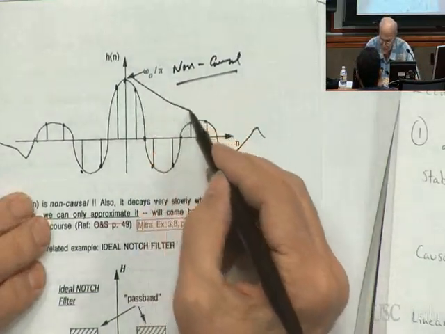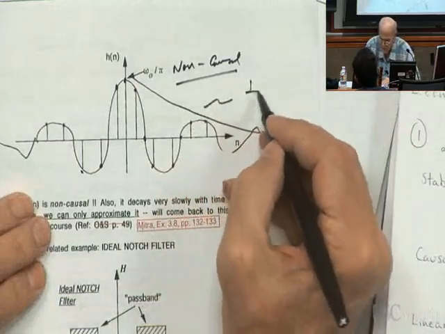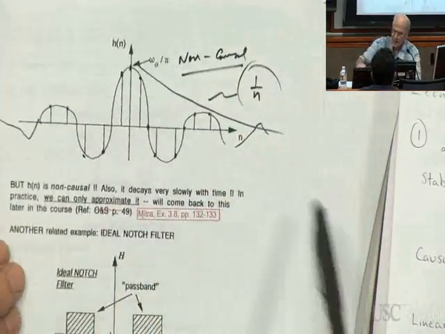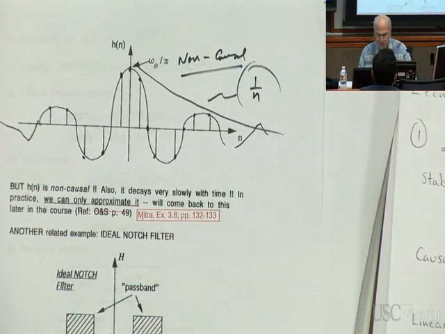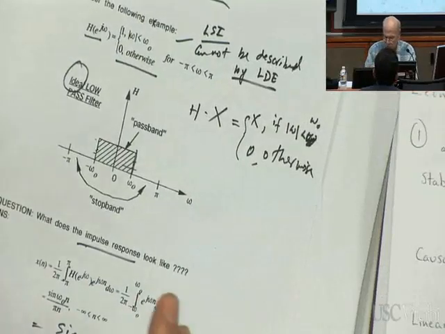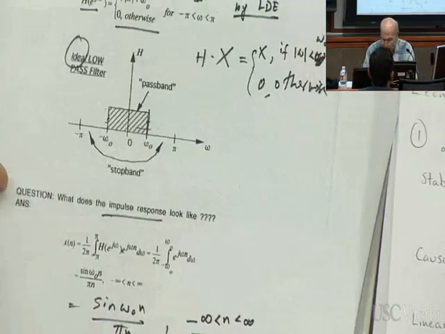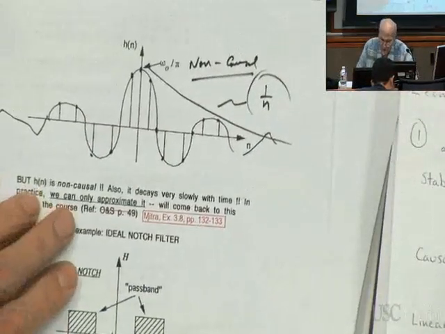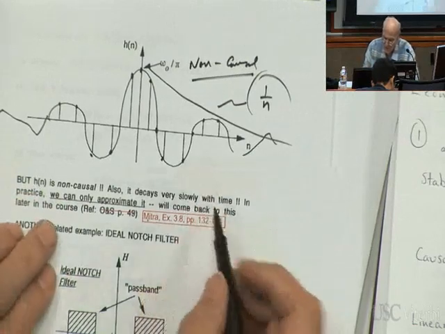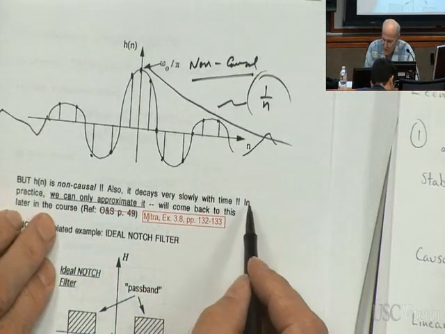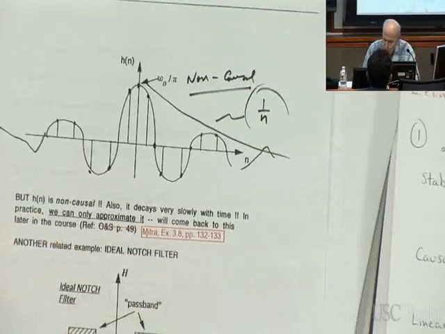This is kind of like a 1 over n decaying to 0. So no difference equation has that behavior. So you really couldn't implement a filter to do that. And besides, even if you could do all that, h of n is non-causal. Also, it decays very slowly with time. In practice, we can only approximate it.